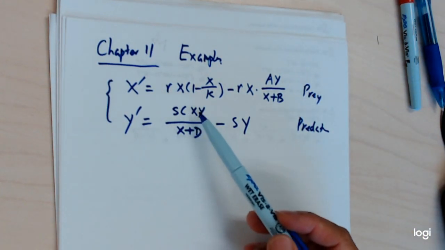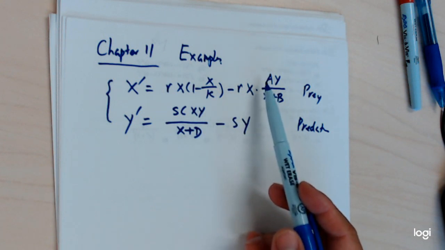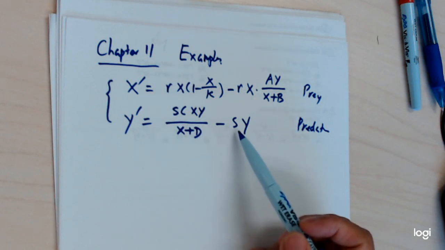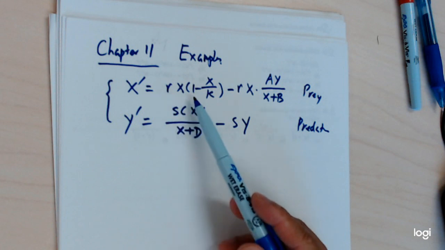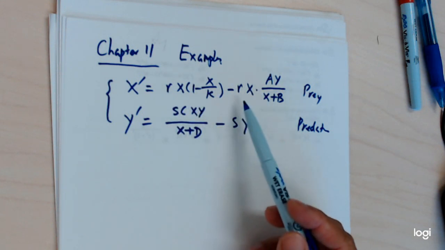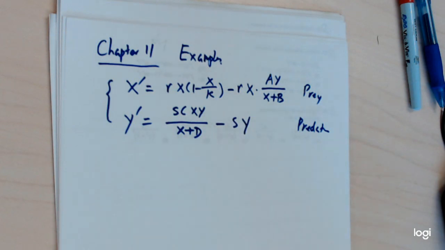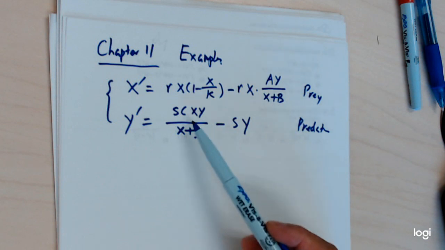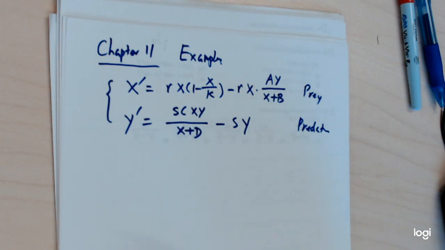So there's this conversion rate from x to y. The predator also dies a natural death, denoted by minus sy here. This is the logistic growth for the prey, followed by the interaction terms between x and y. And obviously, this is kind of complicated as we have 1, 2, 3, 4, 5, 6, 7 parameters.